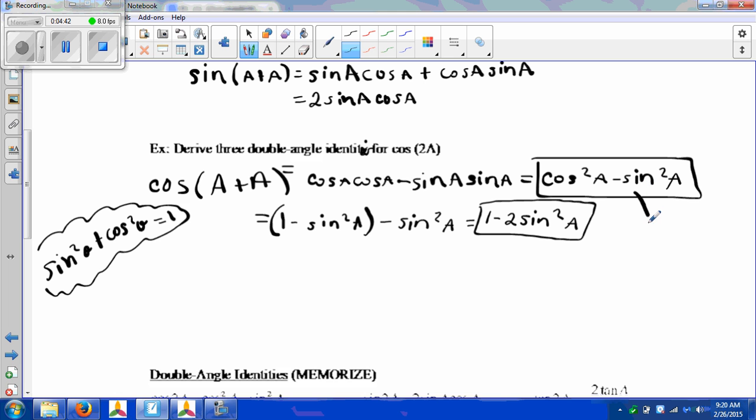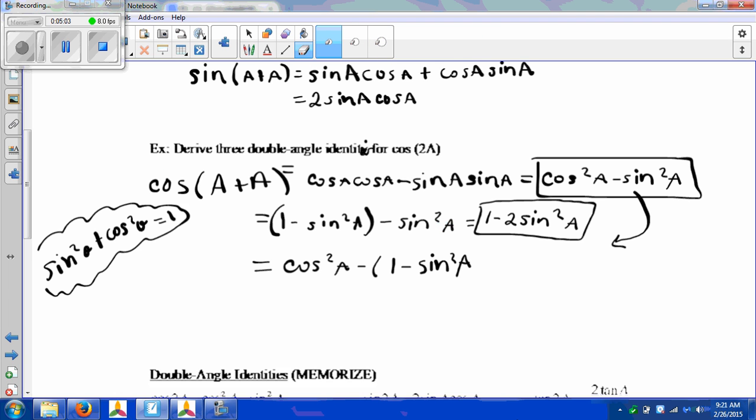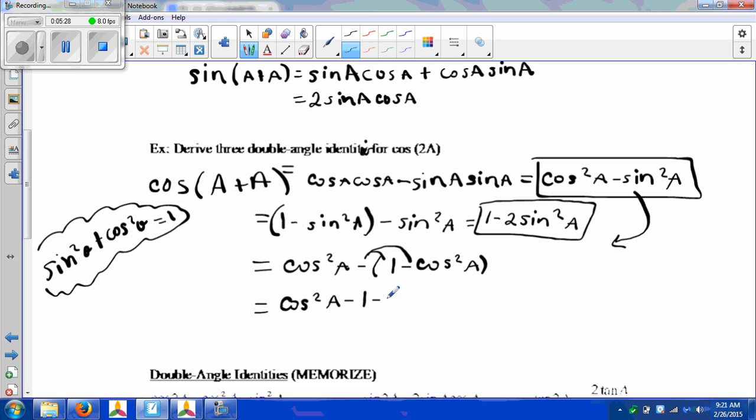Lastly, if we start back from this one and replace sine squared now with cosine squared, then we get cosine squared A minus, and sine squared is what we're replacing, with 1 minus cosine squared A. Then now you just distribute your negative, and we get cosine squared A minus 1, minus a negative, so plus cosine squared A. Then that'll give us 2 cosine squared A minus 1.